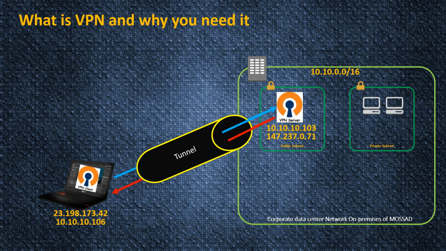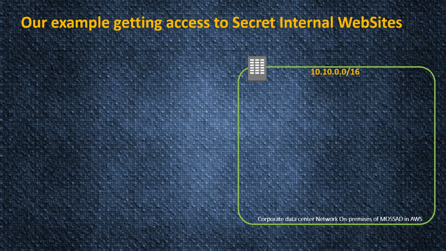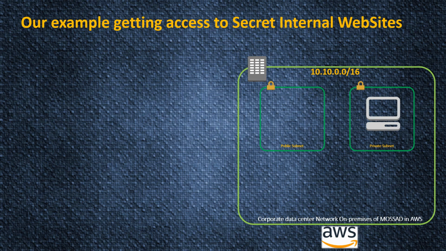Let me show you right now the example which we will work on. Our example is to get access to secret internal websites. We will have a network, which I will provision in AWS. It will be easy: a really simple network with a private subnet and a public subnet. In the private subnet, a web server is running with some secret web page. This server is configured so that port 80, the port for the web server, is open only to this CIDR block. Only devices with an IP address from this range can access this web page.